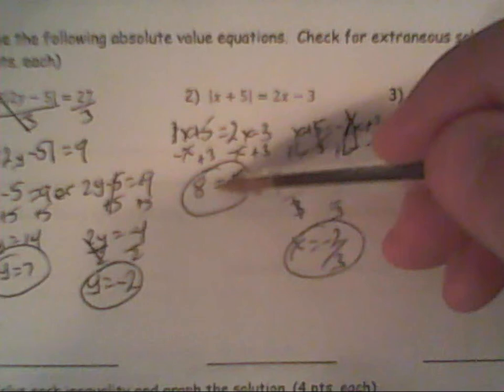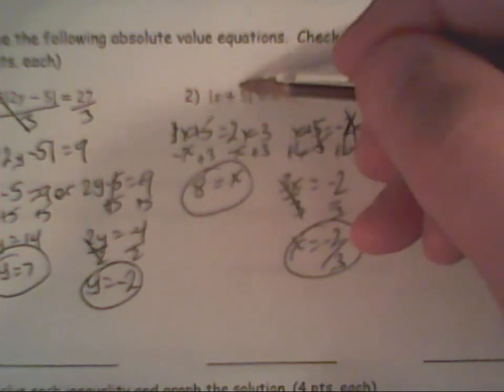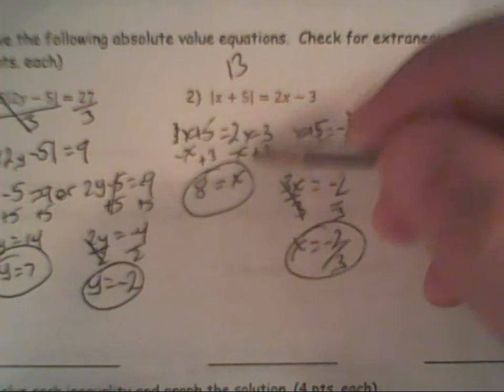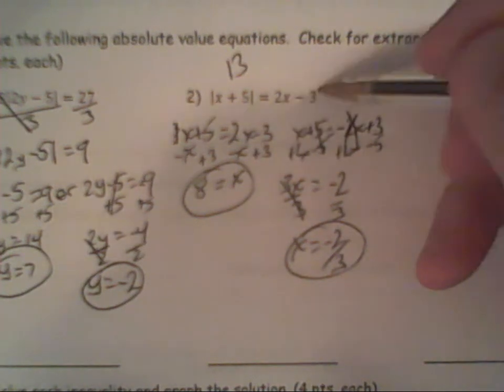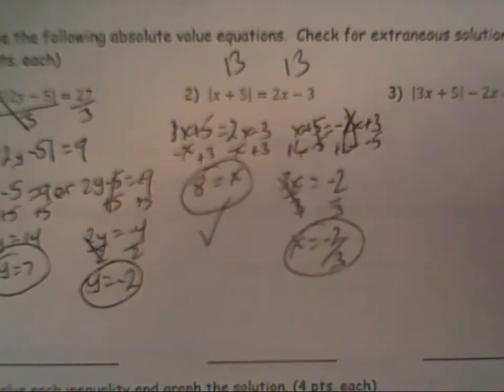The first one, 8, if I plug an 8 in for x, 8 plus 5 is 13, and the absolute value of 13 is 13. So that is the left side, and on the right side, 2 times 8 is 16, and 16 minus 3 is 13. So this one checks out.